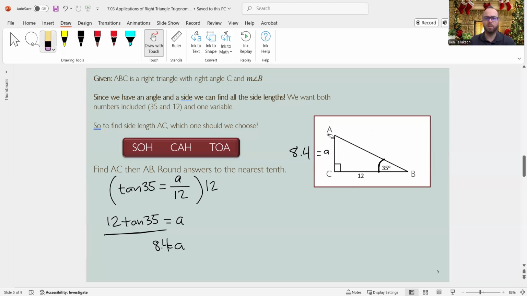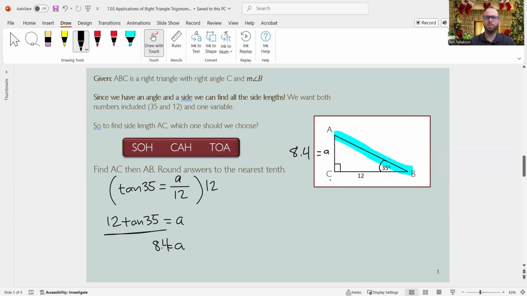So let's get rid of all of this. We're still focused on this angle. We're using SOHCAHTOA in relation to that angle to find this side. So we need to involve numbers we know and that side. There's two ways we can do this. You could use the Pythagorean theorem, or you could use SOH CAH TOA.